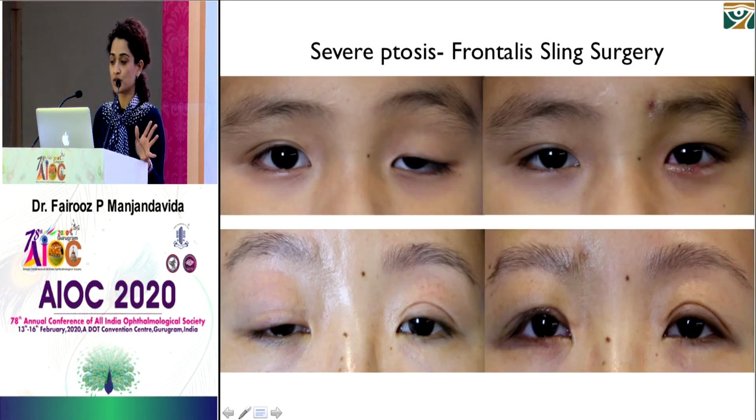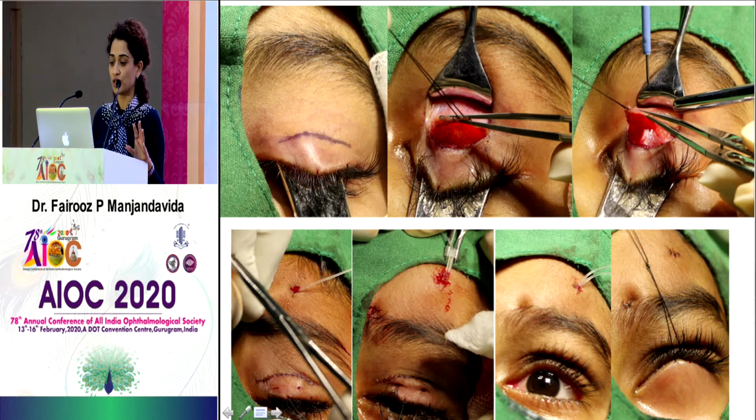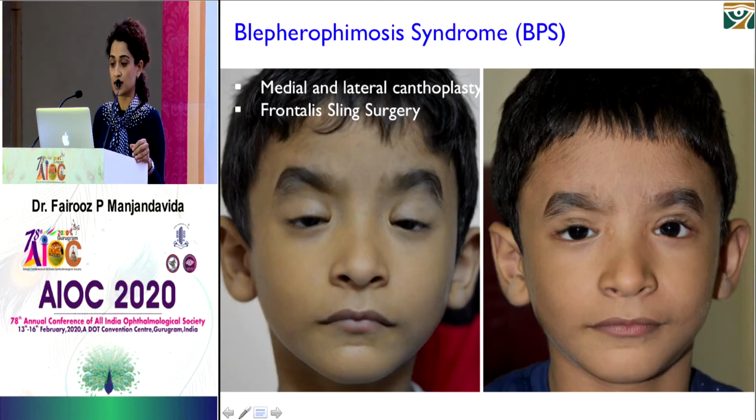So severe ptosis is frontalis sling surgery. Marcus Gunn jaw-winking phenomenon, what we do is we resect the LPS because there is a winking which is associated with the jaw movement. So you want to actually abolish the movement of the overaction of the LPS. So LPS is resected and then we give a frontalis sling in these cases.